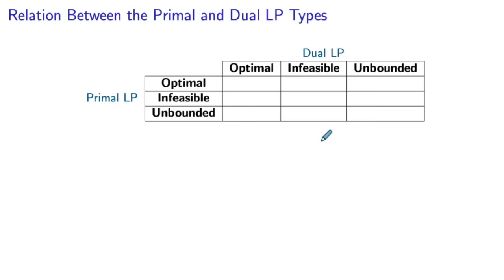Then we moved on to discussing the correspondence between the primal and dual LP types. We saw from the duality theorem that if the primal LP is optimal, then the dual LP must also be optimal, so it's impossible that it is infeasible or unbounded, and because the dual of the dual is primal, this table is going to be symmetric. So then we saw that both primal and dual can be infeasible, so this case is possible. Then if one of the problems is unbounded, then the other one must be infeasible, and both of them cannot be unbounded at the same time. So this completes this table here.